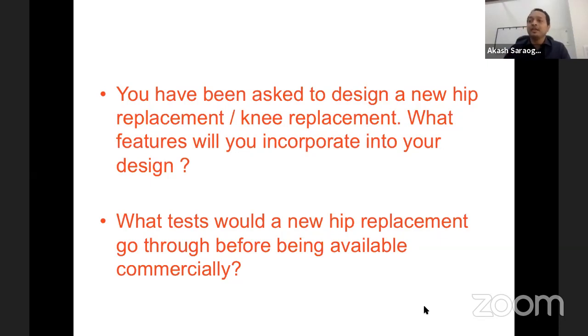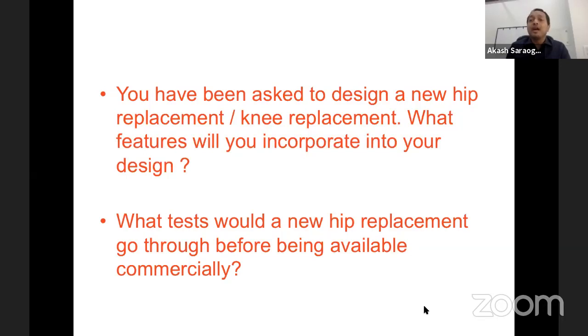The cost of the material should not be very high. So these things are there. But you also need to talk about whether the material is going to be modular or monoblock, whether it is for primary surgery or for revision surgery. How are you going to fix that material, whether it is going to be cemented or uncemented? So all these things will be important.